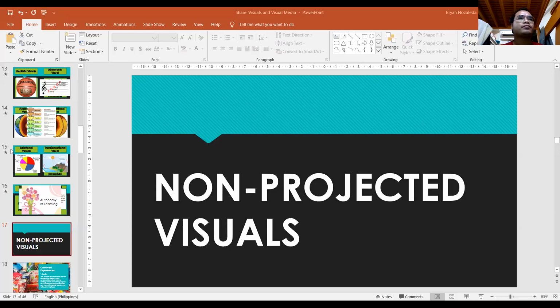Sabi ko nga, isa sa requirement nyo ay handout. Okay? So kung ang na-assign na topic sa inyo ay dance, kailangan kayong gumawa ng handout utilizing visual media para sa activity sheets nila at saka yung learning material nila, yung reading material nila. Okay? So that's it for that, no? Now, let us continue with non-projected visuals.